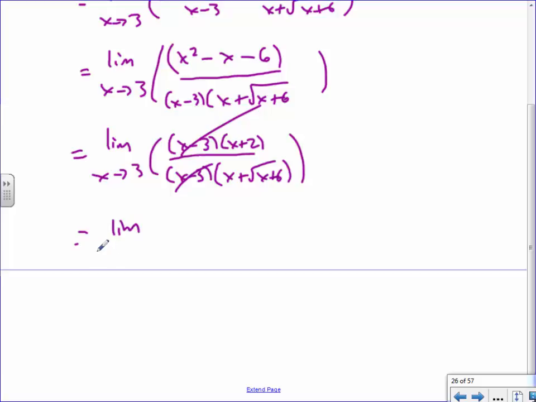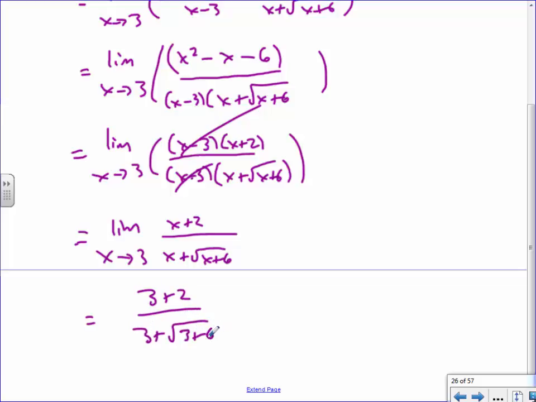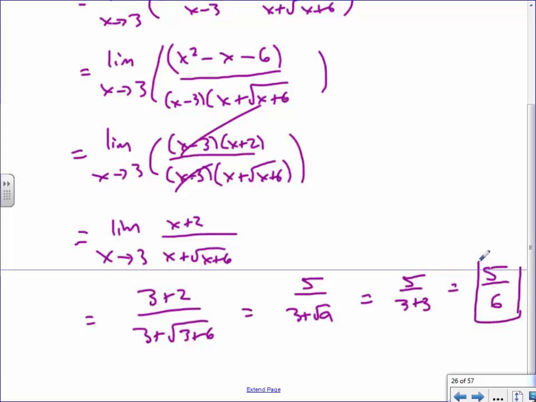Because now I no longer have a problem. My problem is, as I'm currently writing, that x is supposed to be 3. Right here I couldn't plug in 3, but now what I have left, I have no issues with plugging in 3. So let's do that. Now I don't need my limit notation anymore. 3 plus 2 over 3 plus that is going to give you 5 plus 3 plus root 9. Which will give you 5 plus 3 plus 3. Our final answer, this is getting close to 5 over 6.